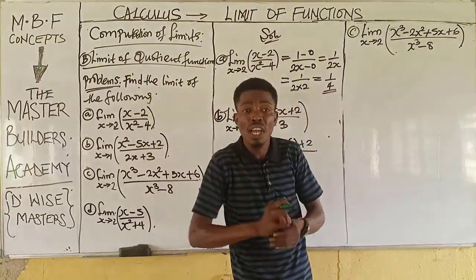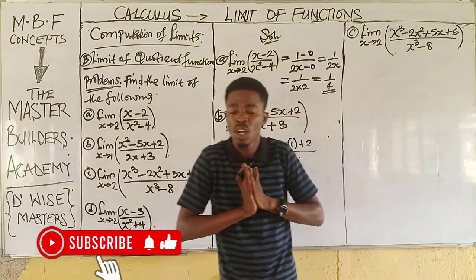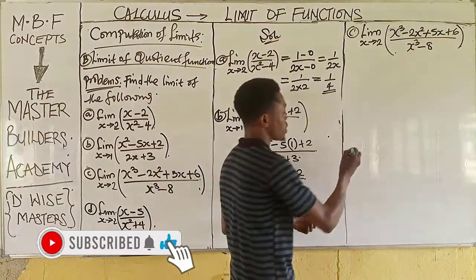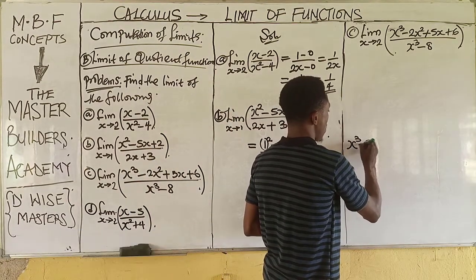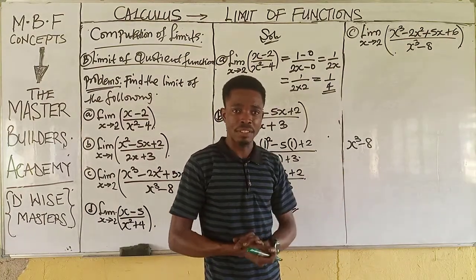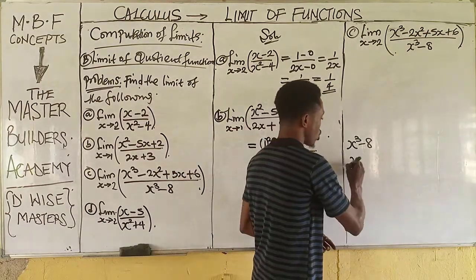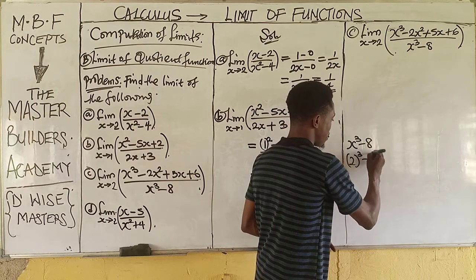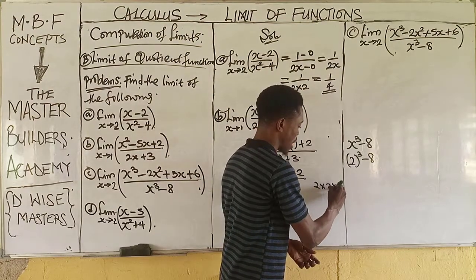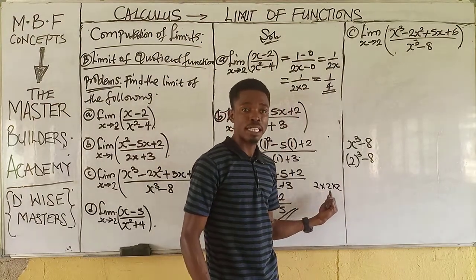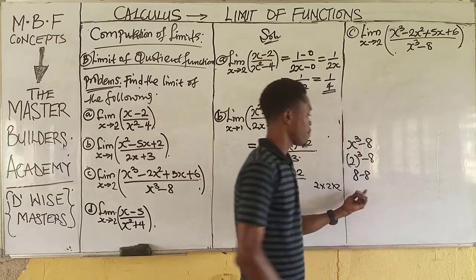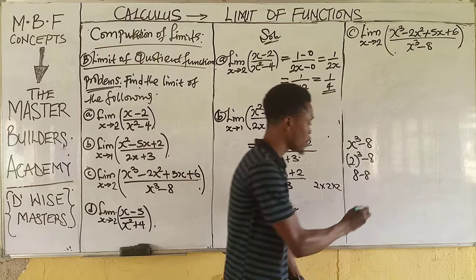And what do you do when you are given a quotient function under limit? All you do is to concentrate on the denominator. And what do I have at the denominator? I have x cubed minus 8. Now, what is the value of x that is given? 2. All I need to do is to substitute 2 here, raised to the power 3 minus 8. Now, 2 raised to the power of 3 is the same thing as 2 multiplied by 2 multiplied by 2. 2 multiplied by 2 is 4, and 4 multiplied by 2 is 8. This gives us 8 minus 8, which is 0.